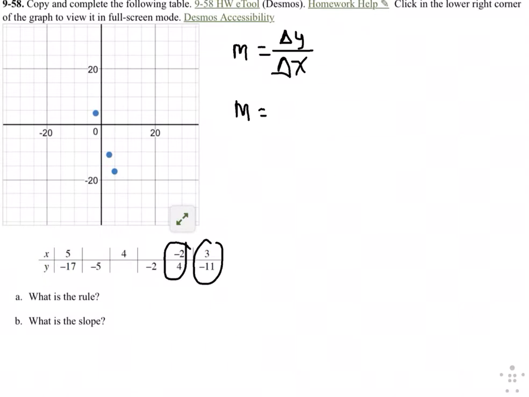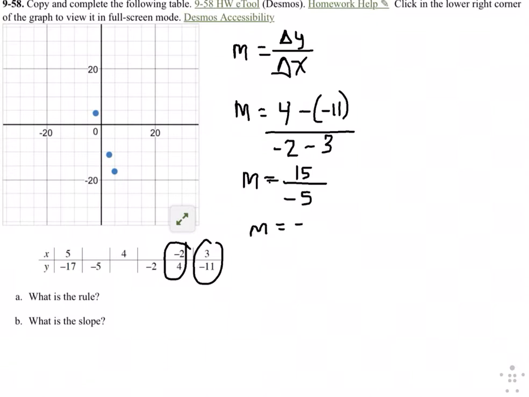Okay, so the change in y is the 4 minus the -11. And the change in x is the -2 minus 3, right? Because I took the two x values and subtracted. The change is the difference, right? So 4 minus -11 is 15, right? That's 4 plus 11. -2 minus 3 is -5. So the slope comes out to be -3. So the slope is -3.